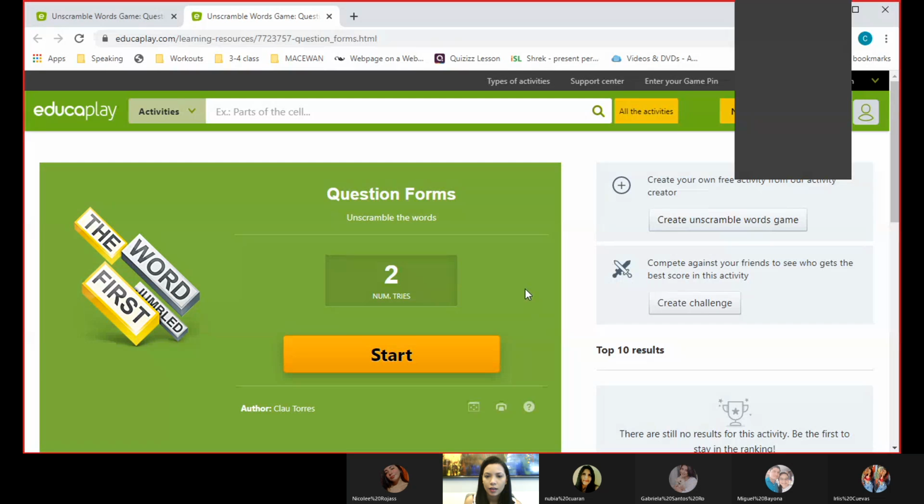Okay, so can you see a website that is green and it has a yellow button that says start? Can you see it? I see it. Okay. So we're gonna start.